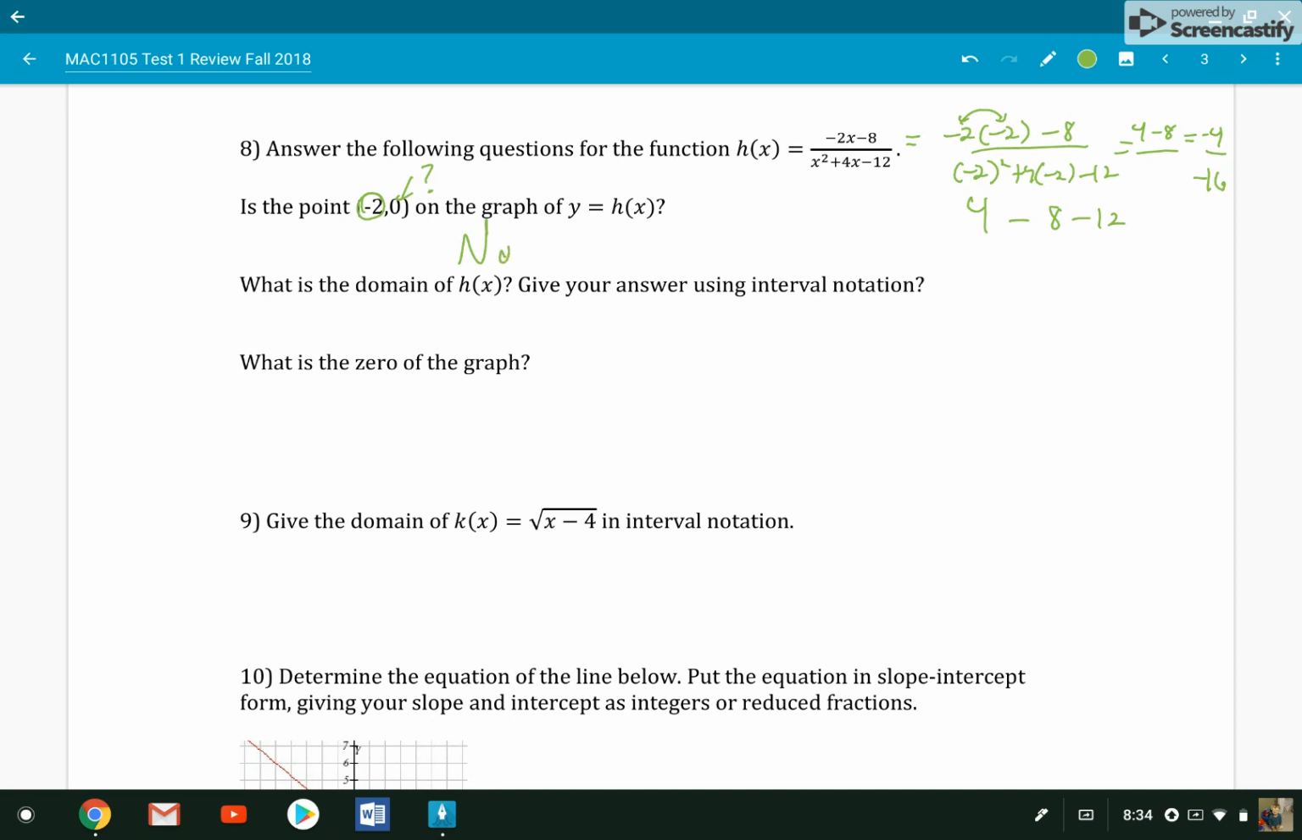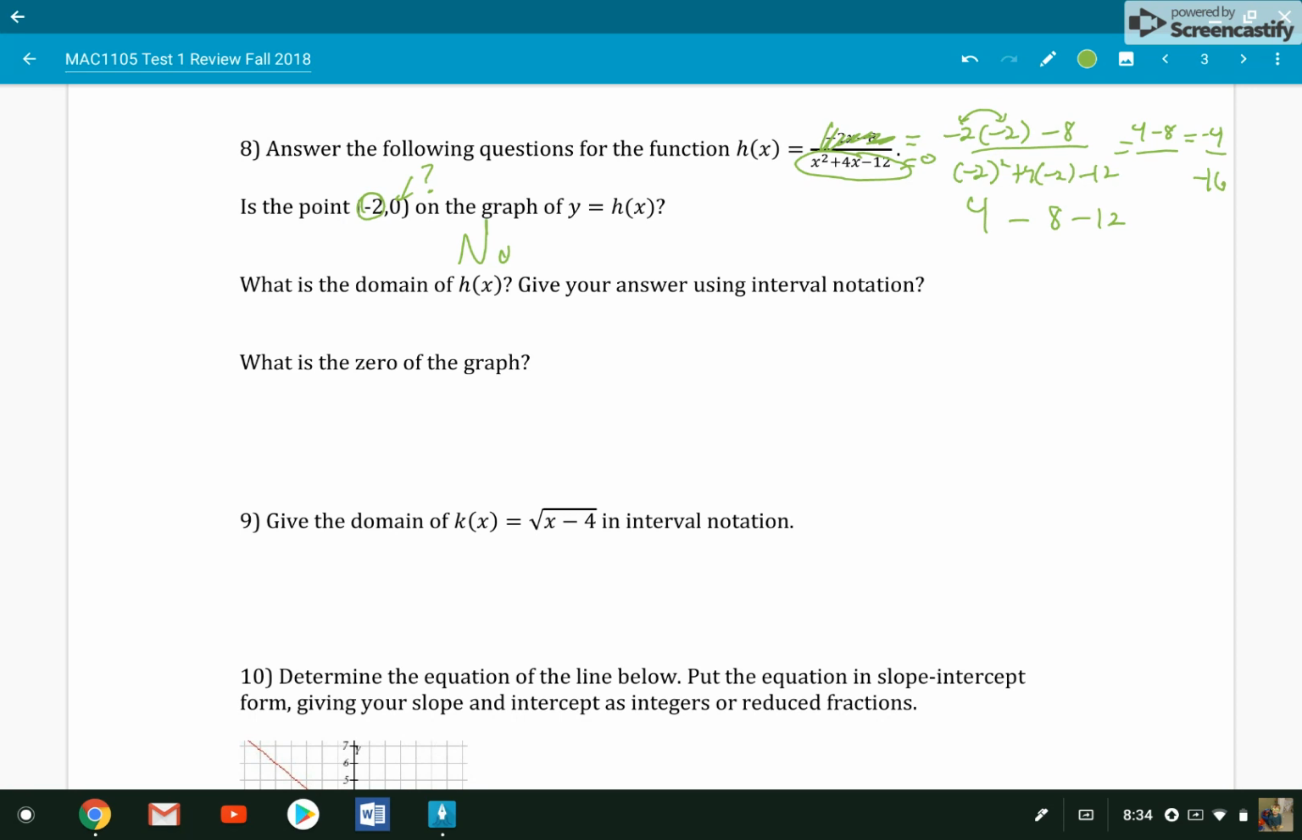Next question. What is the domain of h of x? Give your answer using interval notation. So the domain focuses on the bottom of our function with this rational function. When you're looking for the domain of a rational function where you have x's in the denominator, you're not concerned about the top at all, just the bottom. What would make the bottom 0? You can have negative infinity to infinity. You could have essentially all real numbers except for the numbers that would make the bottom 0.